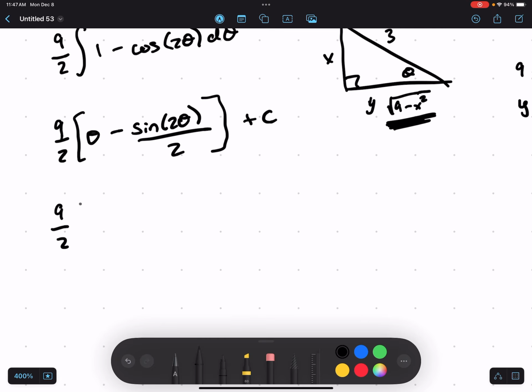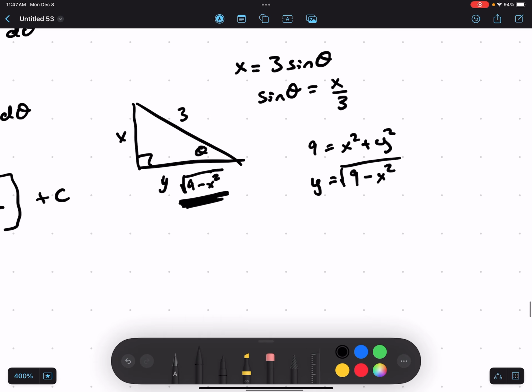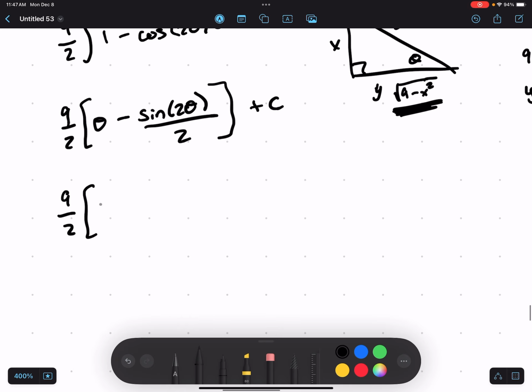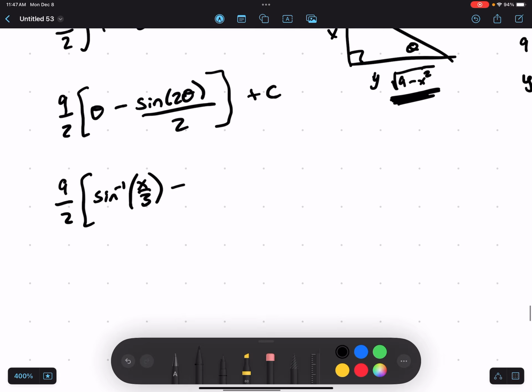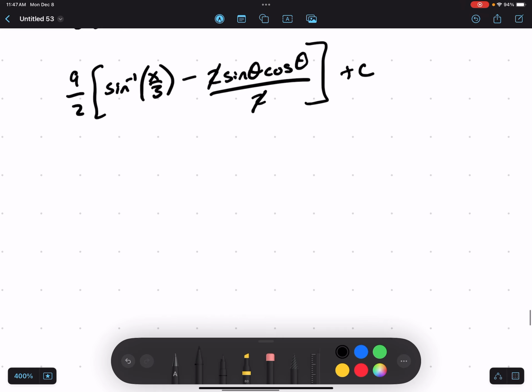We'll rewrite it as 9 over 2, and theta, because it's just on its own, we can actually just steal this here, the sine theta equals x over 3, and we'll just write this as sine inverse of x over 3. That represents our theta. Minus sine 2 theta, which usually when I see a sine 2 theta, I rewrite that as 2 sine theta cosine theta, especially when there's a 2 on the bottom there, because these 2's can just cancel. So we will rewrite it like that.